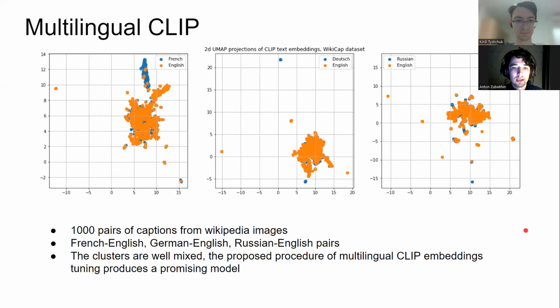We used the WikiCaption dataset, which consists of 1,000 pairs of captions from Wikipedia images, and it has three pairs: French-English captions, German-English captions, and Russian-English captions. Unfortunately, the English parts of these pairs are not the same, so we can't perform an appropriate cross-lingual comparison of the multilingual CLIP embeddings, but we can still do it in each pair separately.